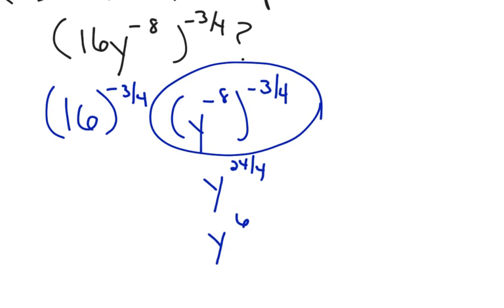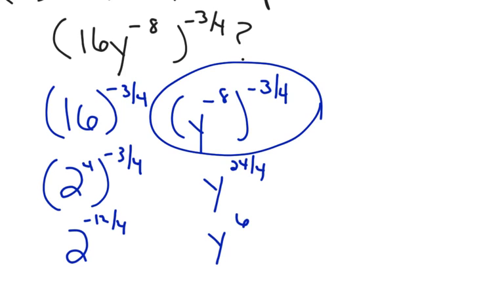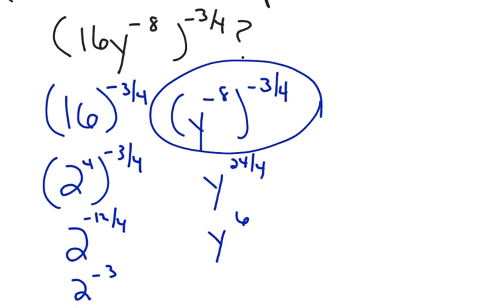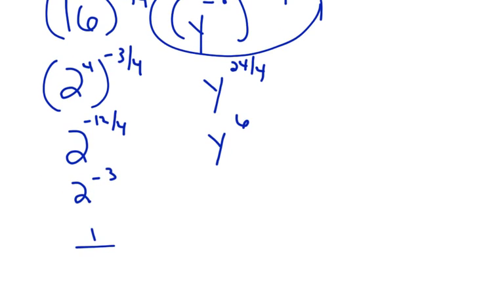There are two ways you have of dealing with 16 to the negative 3/4 power. One way is to rewrite 16 as 2 to the 4th, and then multiply those exponents together, and you get 2 to the negative 12/4, which is 2 to the negative 3rd. And then 2 to the negative 3rd is 1 over 2 to the 3rd. And you have a y to the 6th, so this would end up being y to the 6th over 2 to the 3rd, which is 8.